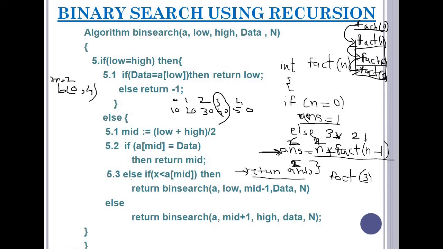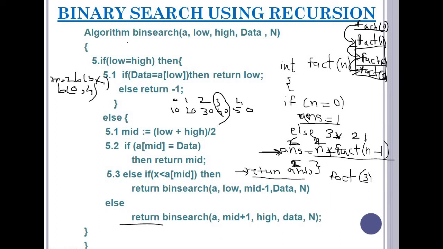So I will enter into the else part. In the else I will see whether X, the data 40, is less than A of mid. But 40 is greater than A of mid. So I will execute this line. In this line, binary search with 0 and 4 will call the same function recursively with value mid plus 1, which is 3, and high is 4. So it will call the binary search function with 3, 4.